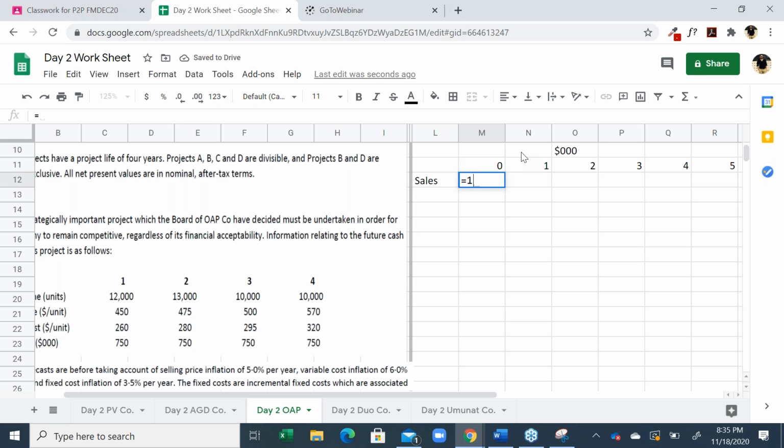So first, sales will be 12,000 for the first year. Price is 450, and the inflation rate is 5% for the selling price. So 12,000 into 450 into 1 plus 5% raised to the power 1. 5670. And let's copy and paste it.